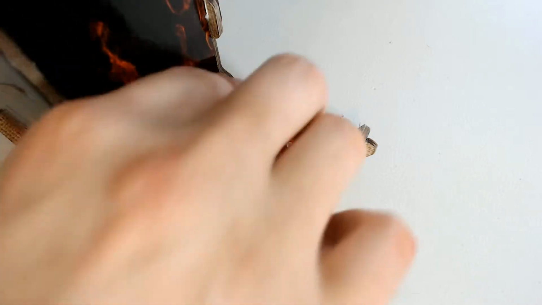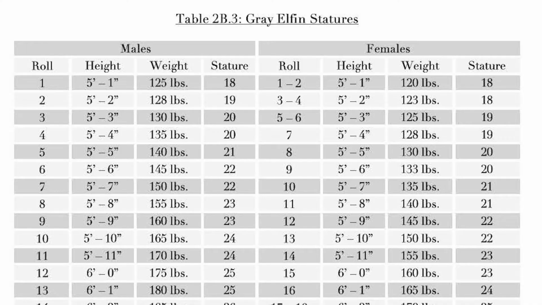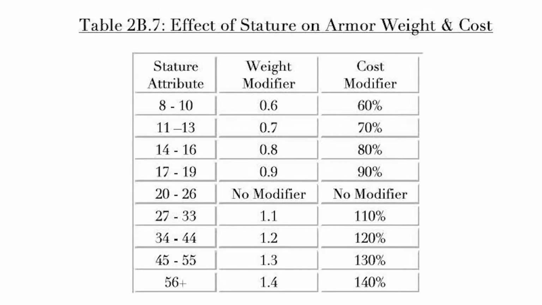Keeping with building my male gray elf, I rolled a 10. Looking at the chart, that makes my character 5 foot 10 inches and 165 pounds, and my stature is 24. At 24, I'm not an elf of unusual size, and I have no weight or cost modifiers to my armor.